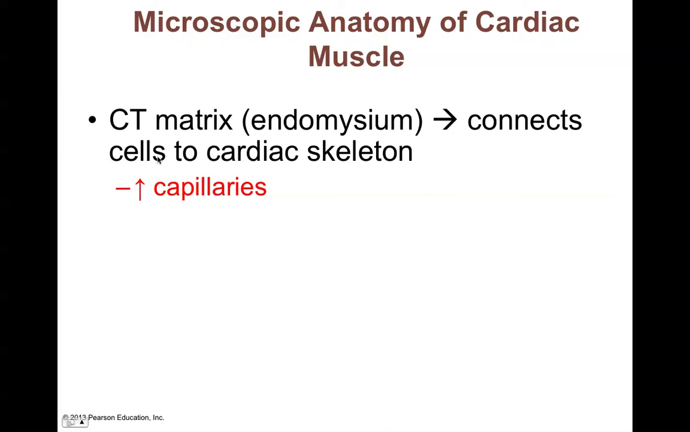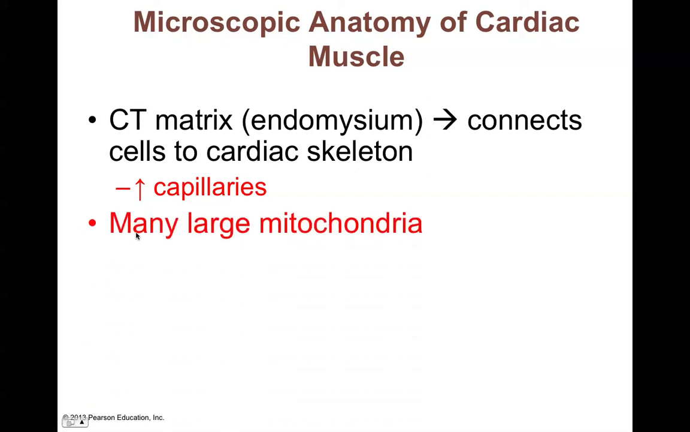So microscopically, the anatomy of the cardiac muscle fibers are somewhat different than skeletal muscle. If you remember with one of the very first units in lab in Biology 263, we had tissues that you looked at under the microscope. There was skeletal muscle or striated, then there was cardiac muscle, and then of course smooth muscle. So with cardiac muscle, there's actually a connective tissue matrix, and this is called the endomysium, that connects the cells to what we call the cardiac skeleton. It actually forms a little framework.